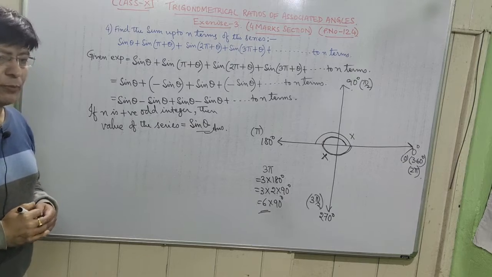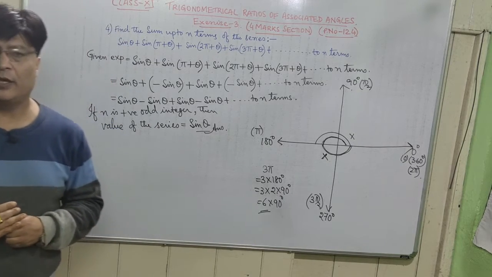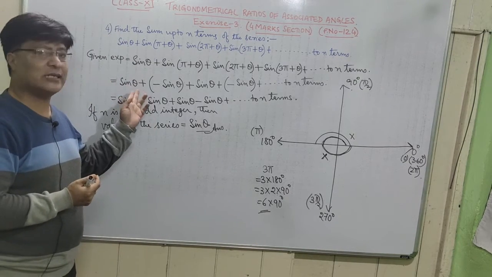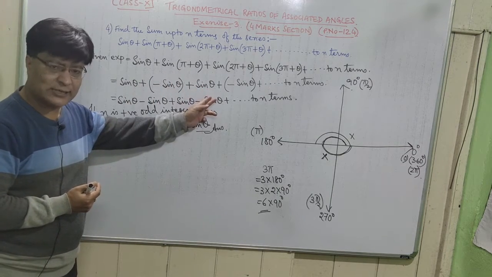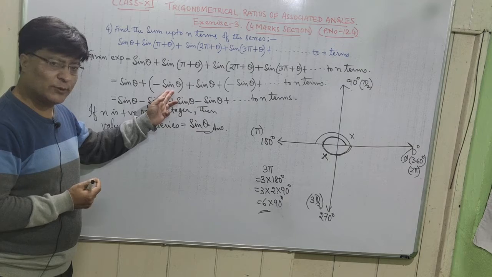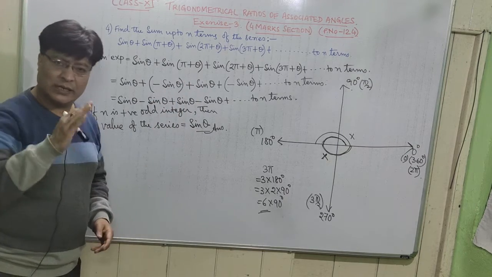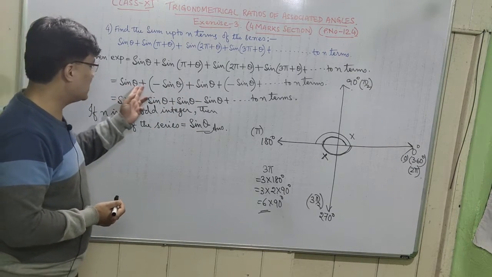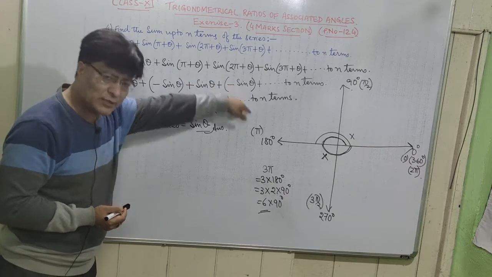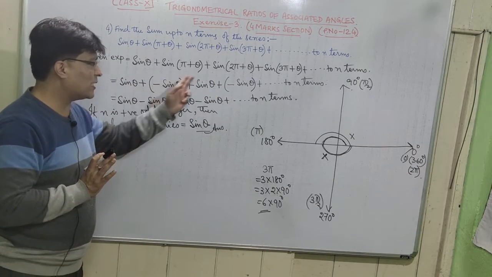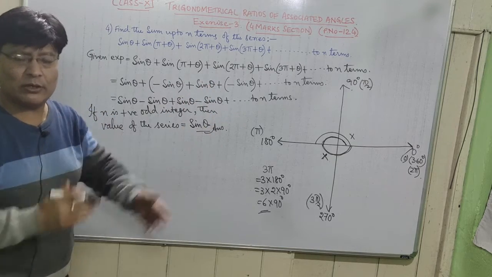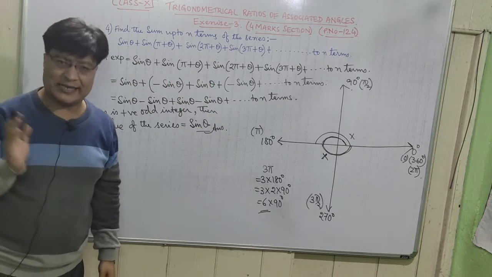If n is a positive odd integer, if you put n is equal to 1, you will get only sine theta. If n is equal to 3, there are 3 terms: sine theta minus sine theta plus sine theta. The first and second terms will be cancelled, you get only sine theta. If n is equal to 5, you will have sine theta minus sine theta plus sine theta minus sine theta plus sine theta, because there are 5 terms. So you can cancel the first 2 terms and the next 2 terms. You will have only sine theta.